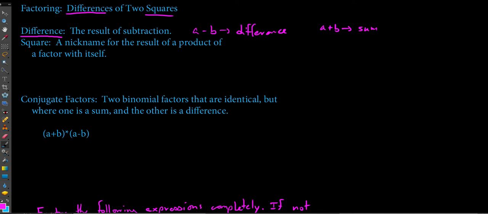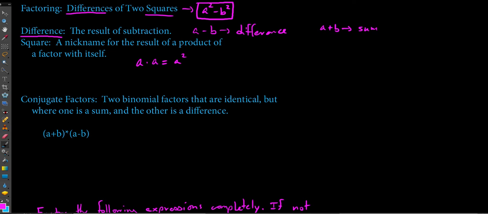Remember that a square is kind of a nickname for the result of a product of a factor with itself. That is to say, if I were to take a factor a and multiply it by itself, we tend to write that as a squared, but it just means that we have something squared. So when we talk about a difference of two squares, we're really talking about expressions that look like this: a square minus a square.